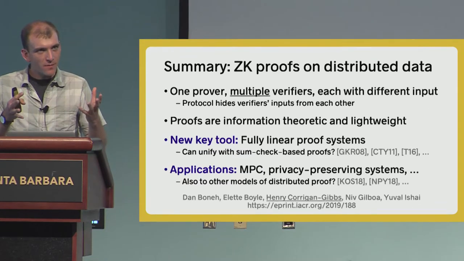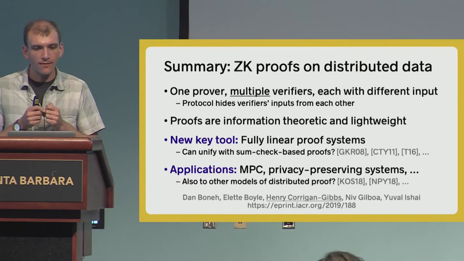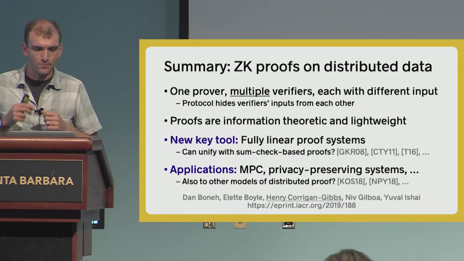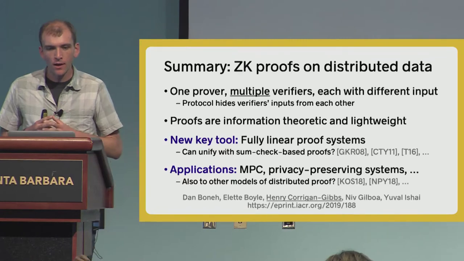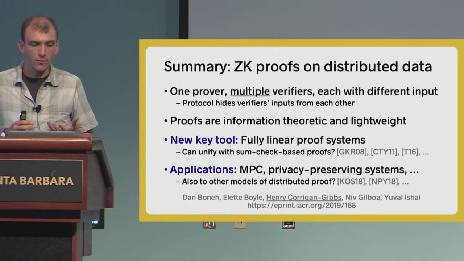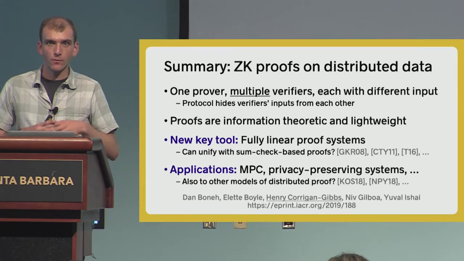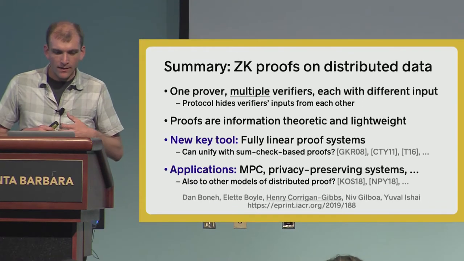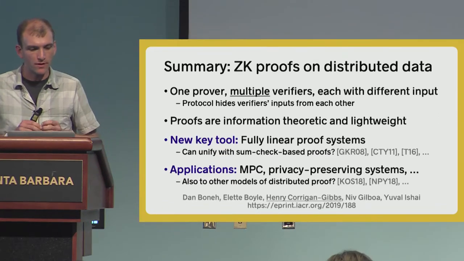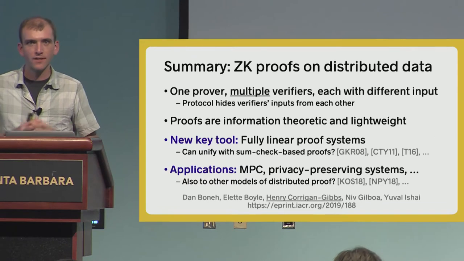So this talk has been about these new zero-knowledge proofs on distributed data. And the setting, again, is one prover and many verifiers, with each verifier having a different input. And the goal of the protocol is really to hide each verifier's input from the others. The proof systems we get out of this approach are information theoretic and lightweight. And we construct them using this new tool called fully linear proof systems. The applications I mentioned to MPC, also to other types of privacy-preserving systems, and we're hoping to many other systems in the future. And I think there's still a bunch of work to do in comparing these proof systems and building them from other types of ideas in the cryptographic literature, and also trying to understand the connections to other models of distributed proofs. So with that, happy to take your questions. Thanks.